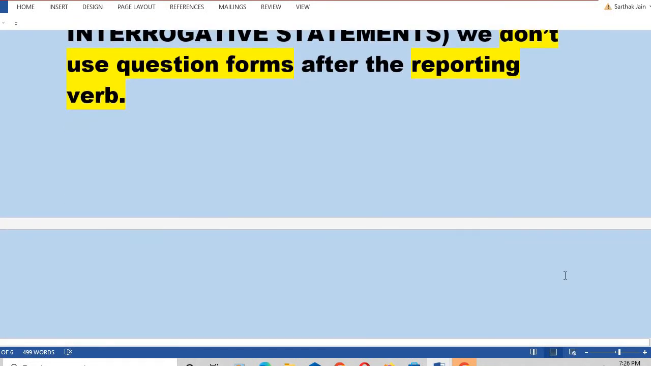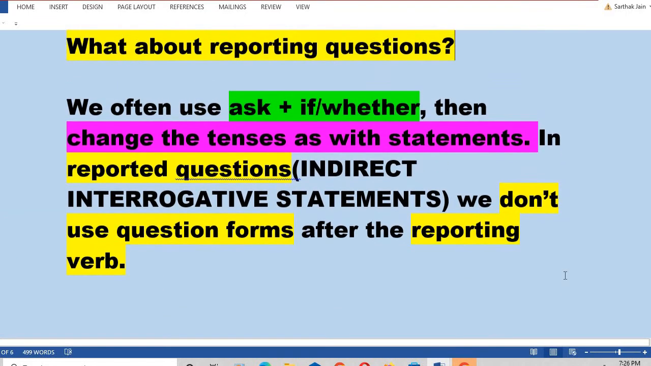Okay, now next is about the questions, interrogative sentences. That is another point to memorize. Sometimes to understand, this is a point to understand, nothing to memorize here. Okay, while reporting the questions in indirect speech, we add either ask or if or whether. Okay, and then the rest of the rules will be the same as they are.